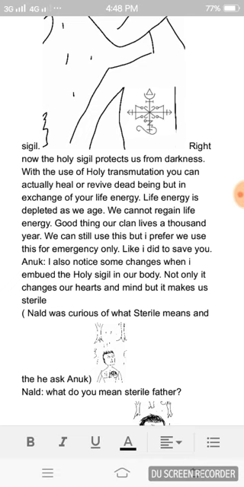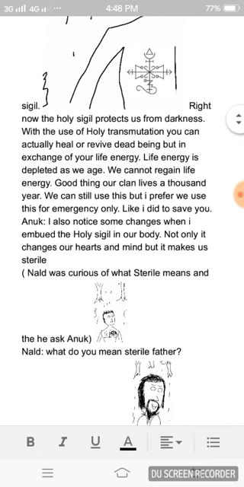With the use of holy transmutation, you can actually heal or revive a dead being, but in exchange for your life energy. Life energy depletes as we age. We cannot regain life energy. Good thing our clan lives 1,000 years. And we can still use this, but I prefer we use this for emergencies only. Like I did to save you. Anak also noticed some changes when he imbued the holy sigil in our body.